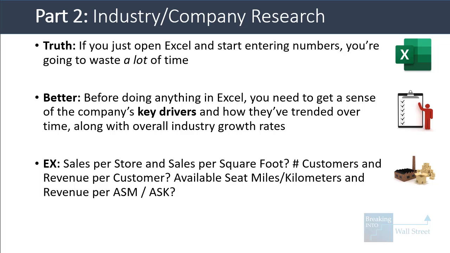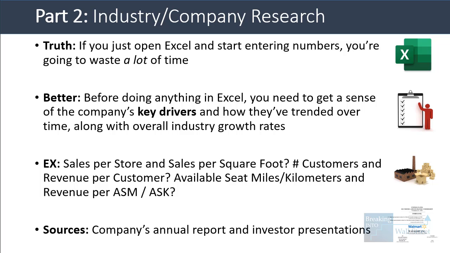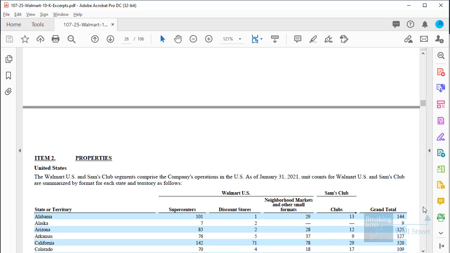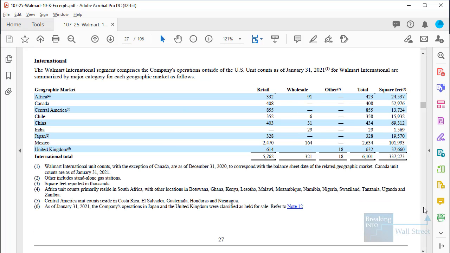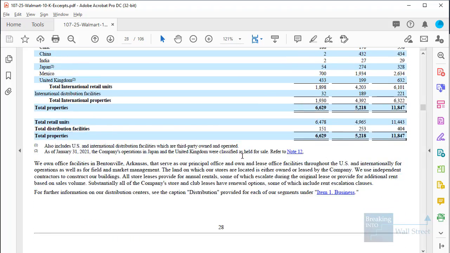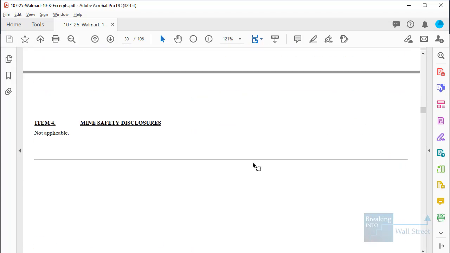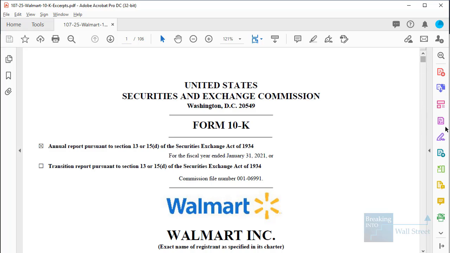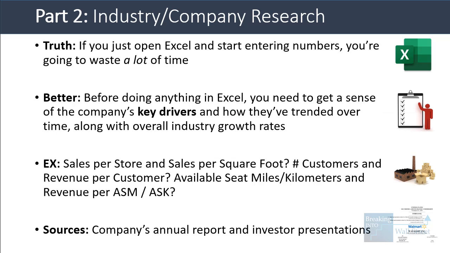You need to read through the company's filings, their annual report and investor presentations to get a sense of what these key drivers might be. Now for Walmart, I've just taken their annual report, their 10K, which is public, and it's pretty obvious from reading through this that the key drivers here are going to be either the number of stores or the number of square feet. They have repeated references to the number of square feet in the filing, including up at the beginning. So this is clearly one of the most important drivers, and it makes sense because it's a retail company. The more square feet they have, the more they can sell, but also the more it will cost to operate the company. So you always want to start with the annual report or investor presentation to get a quick sense of the key drivers for the company.